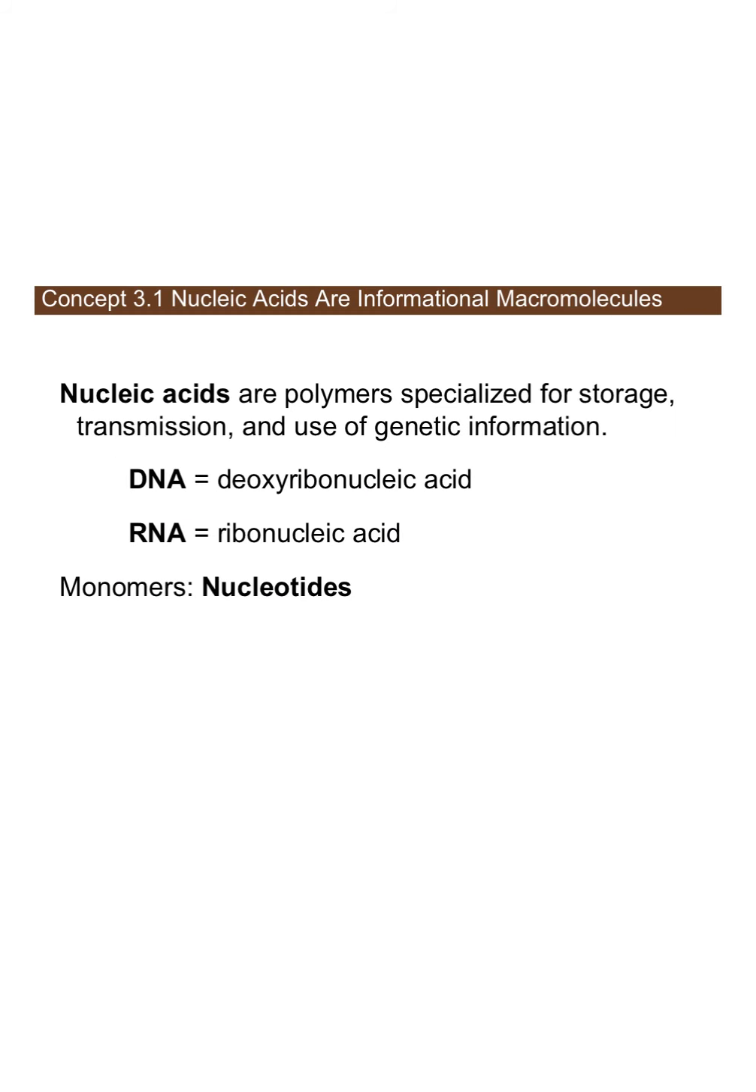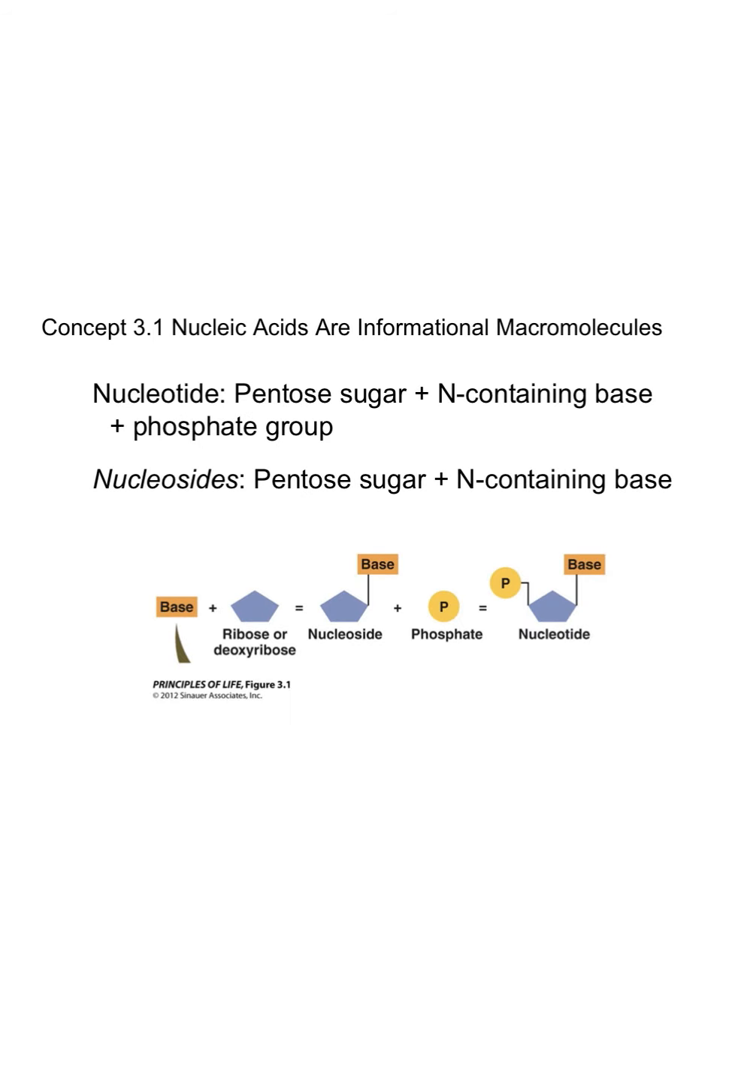Now, nucleic acids are the polymers. The monomers of nucleic acids are nucleotides. So a bunch of nucleotides are able to link together to form a nucleic acid. And there are two different types that we talk about: DNA, which is deoxyribonucleic acid, and RNA, which is ribonucleic acid. These nucleotides are made up of three things: a pentose sugar, meaning a 5-carbon sugar, a nitrogen-containing base, and a phosphate group. A nucleoside is a pentose sugar and a nitrogen-containing base without a phosphate group.